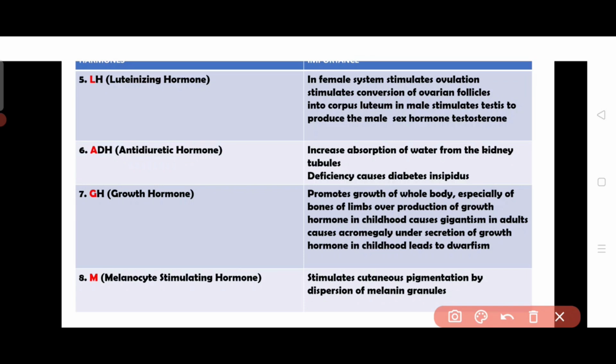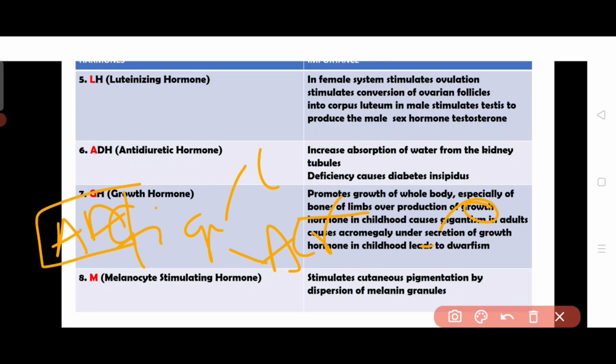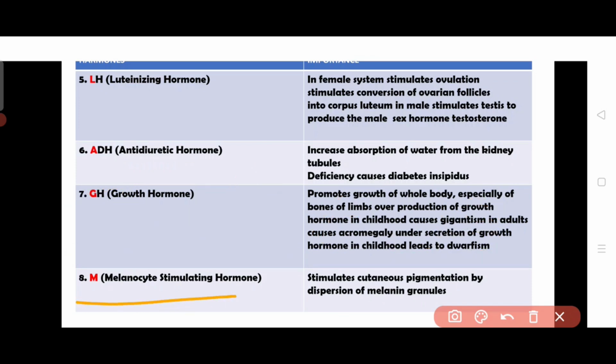Next, growth hormone promotes the growth of the whole body, especially of bones and limbs. Overproduction of growth hormone causes gigantism in childhood, whereas in adults it causes acromegaly. Undersecretion of growth hormone leads to dwarfism. Next, melanocyte stimulating hormone, the last M, stimulates cutaneous pigmentation by dispersion of melanin granules.